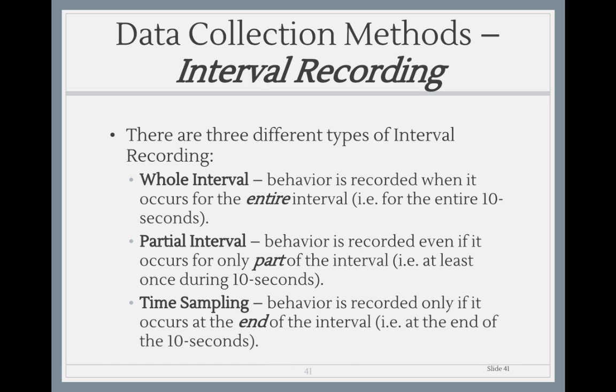And time sampling is where the behavior is recorded only if it occurs at the end of the interval. So for example, during a 10-second interval, if the student blurted out at the beginning for just a couple of seconds, and at seconds 8, 9, and 10 they were quiet, you wouldn't record it if you were using time sampling.